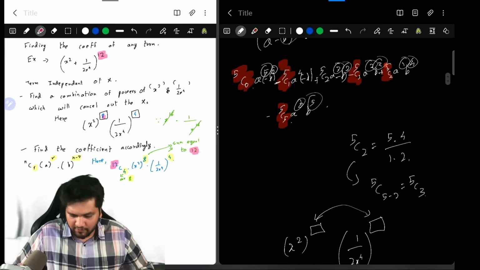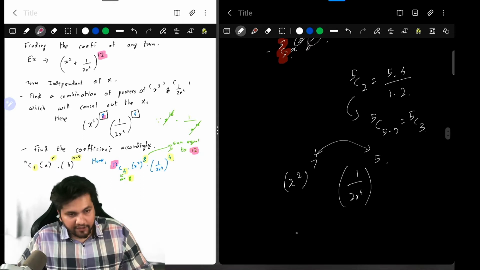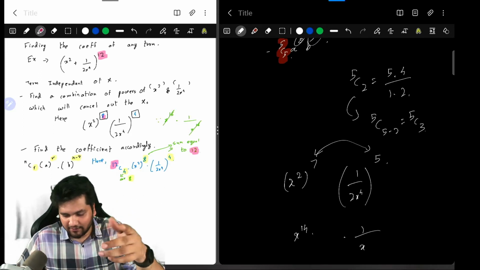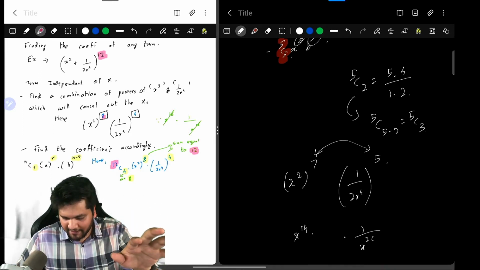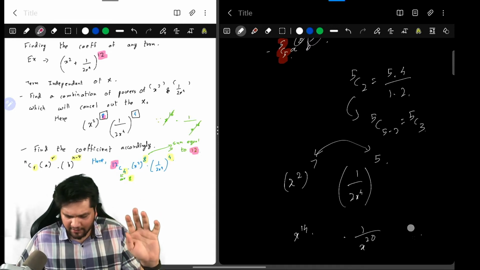Here it is 12, so it's going to be 12. So maybe we can consider, let's say, 7 and 5. As you can see, this is all trial and error method. The numerator would be x to the power of 14. The denominator would be 1 upon x to the power of 20, not considering that 2 thing. As you can see, I am getting 1 upon x to the power of 6, which is not a term independent of x. So obviously our assumption is wrong.